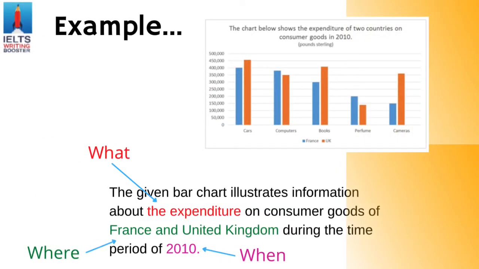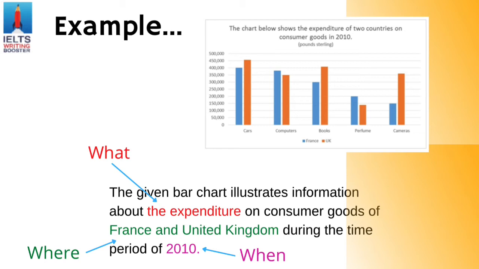Okay, now let's see an example. This is the example of a bar graph. What's the statement of the bar graph? Let's read. The chart below shows the expenditure of two countries on consumer goods in 2010. Let's see an example. The given bar chart illustrates information about the expenditure on consumer goods of France and United Kingdom during the time period of 2010.